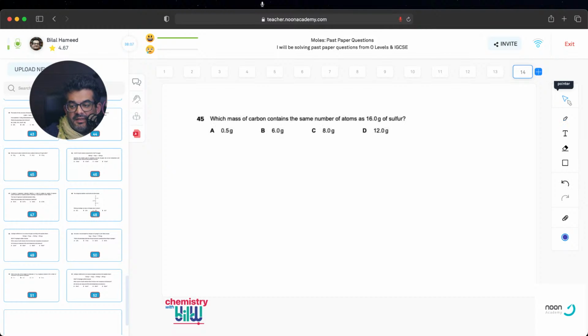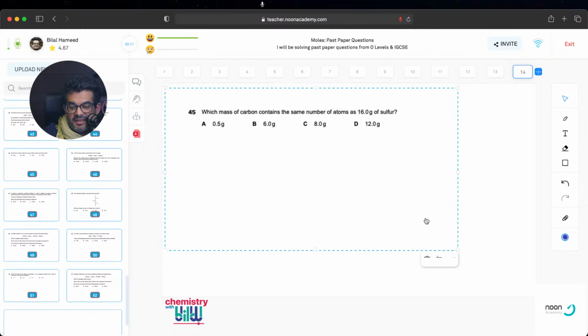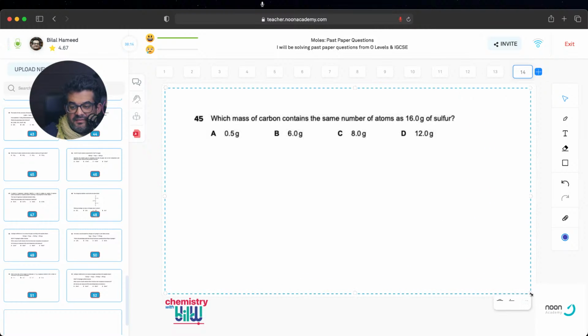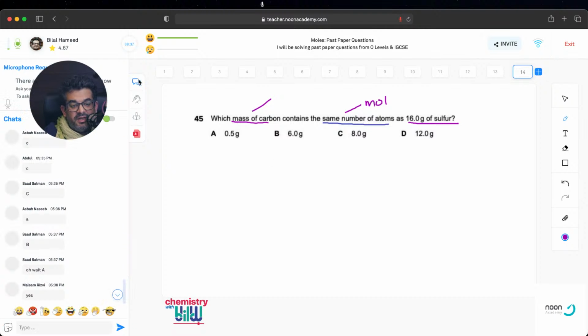So then the question is, what mass of carbon contains the same number of atoms as 16 grams of sulfur? Again, when you look at the words same number of atoms, you can also apply this to the moles. So find the moles of sulfur and the mass of carbon. If both have the same atoms, that means they're the same number of moles also, right? That's what it means.